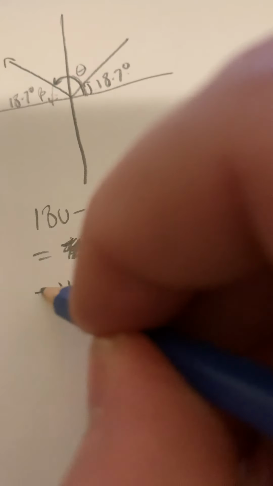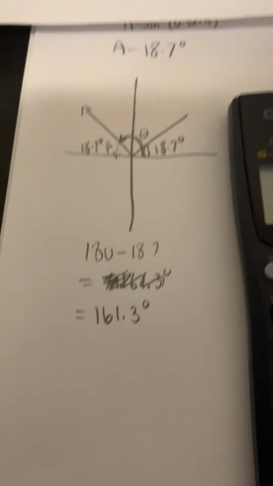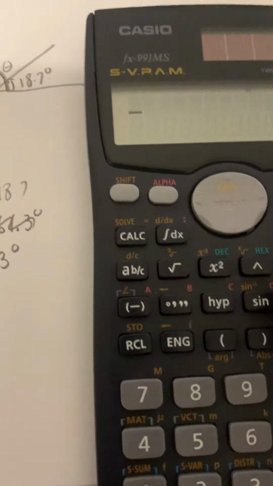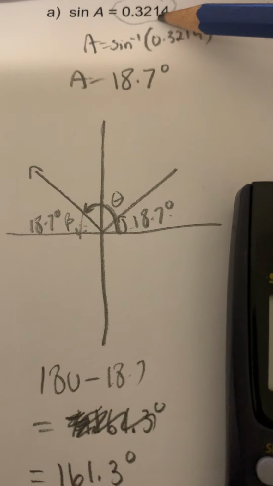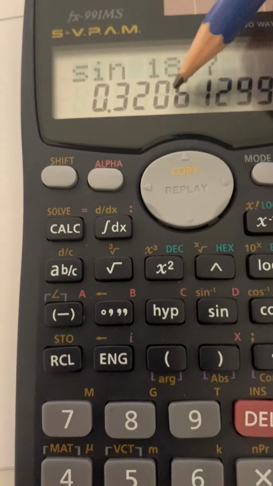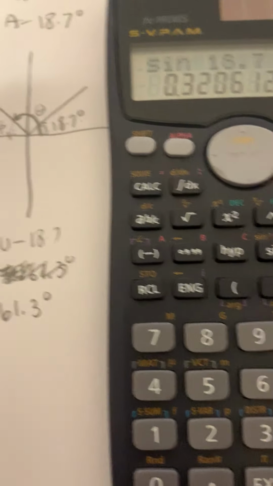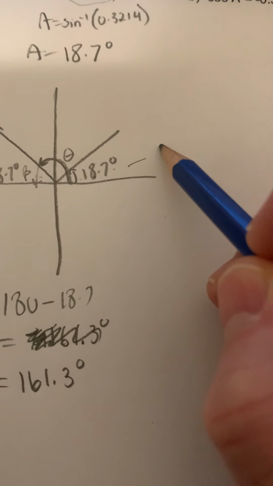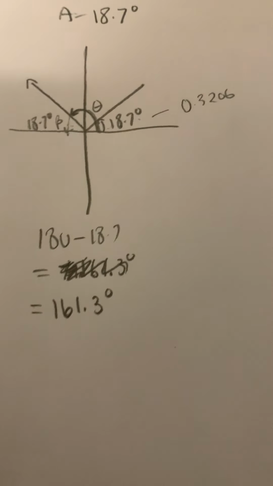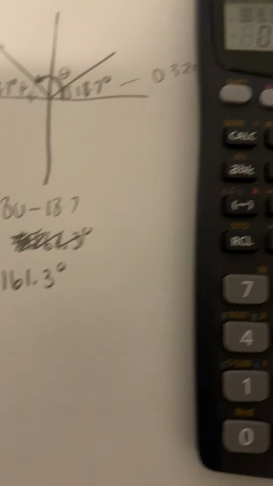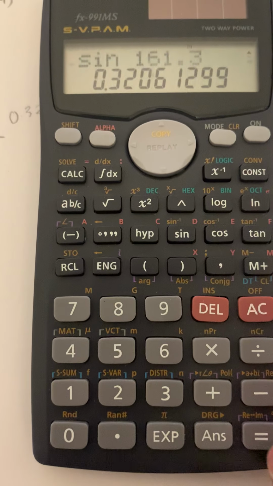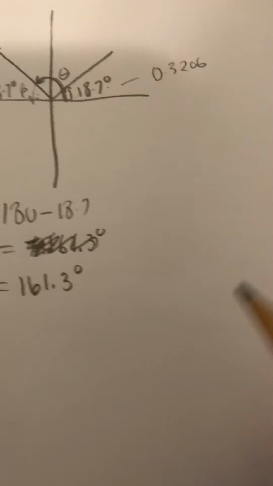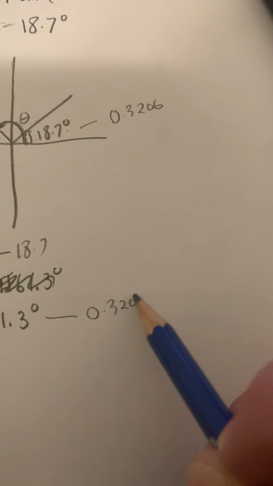161.3 degrees. So just to show you that it's true, if I plug sine of 18.7, I get 0.326, which is close enough to this because we rounded. Okay, so remember that angle. If I plug sine of this angle, I get 0.3206. Let's see if we plug this number, if we get the same thing. So sine 161.3, I get the exact same answer. So I also get 0.3206.